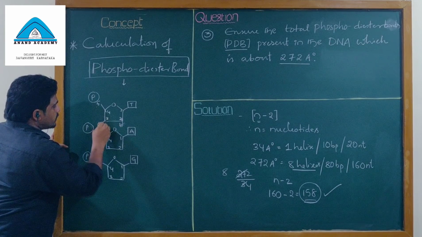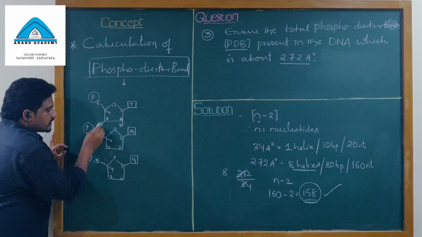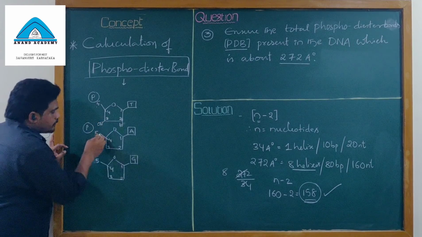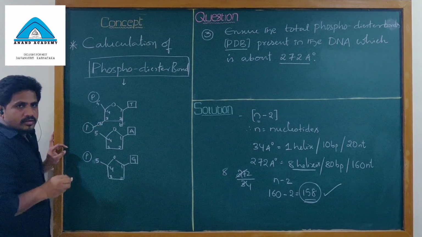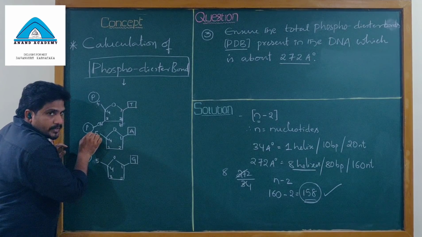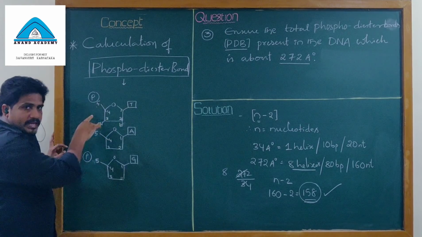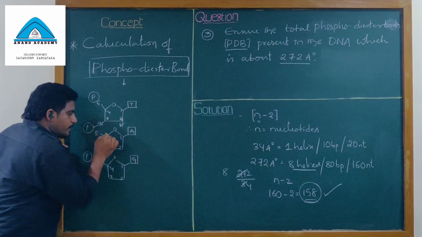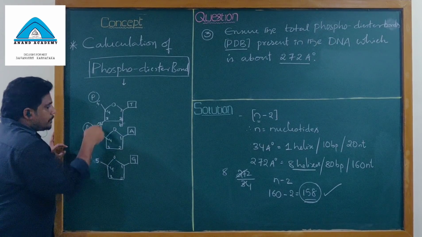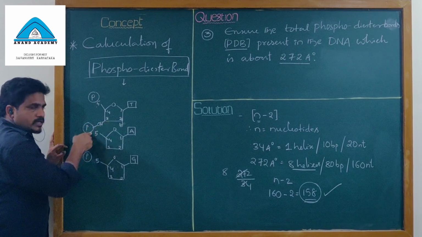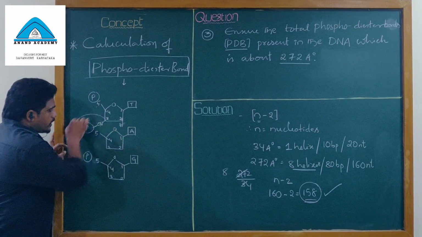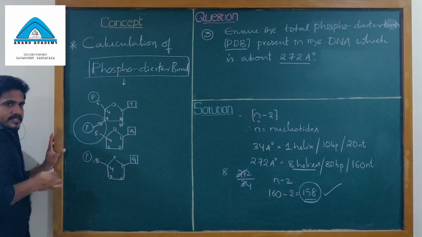In the 3' carbon, OH will be there. So this OH and the third carbon of one nucleotide and the 5th carbon of the next nucleotide form an ester bond. So here one ester bond is there now, between the phosphate and the sugar molecule. Between the third carbon and this phosphate, another ester bond is there. So a diester bond is there between 2 nucleotides.